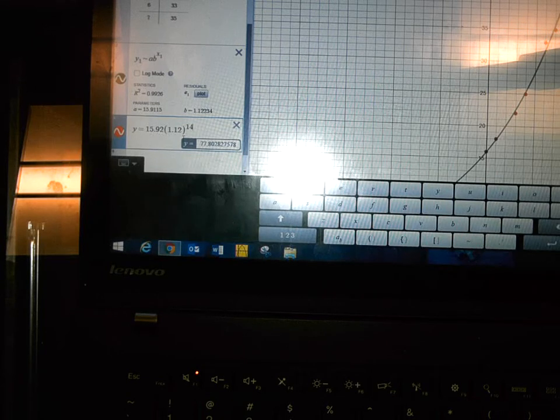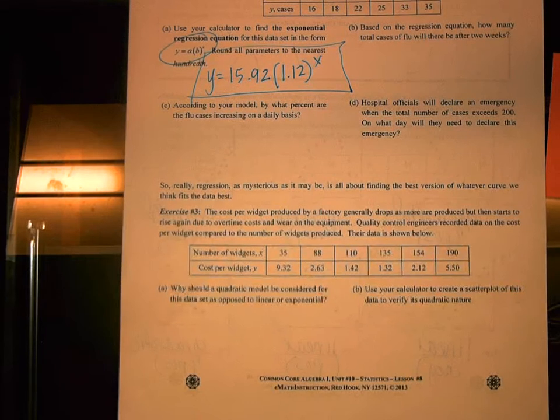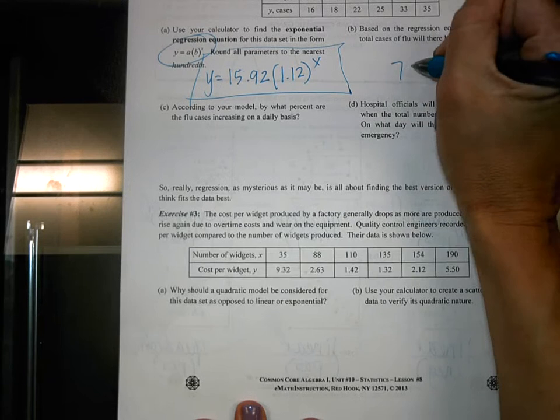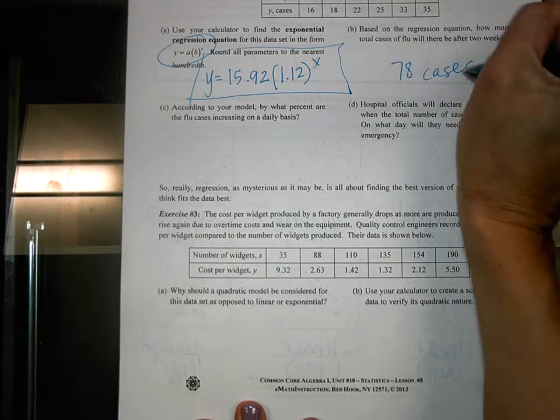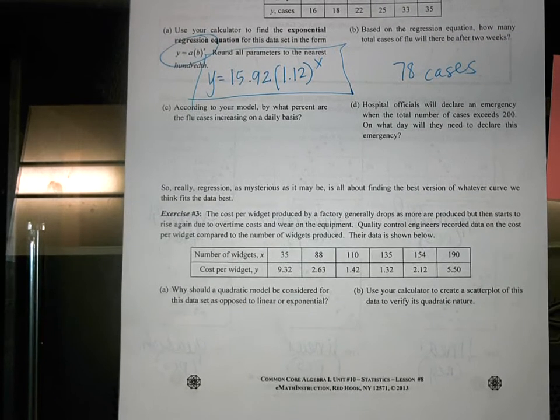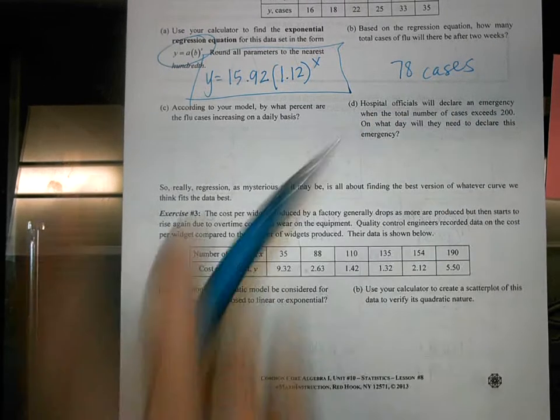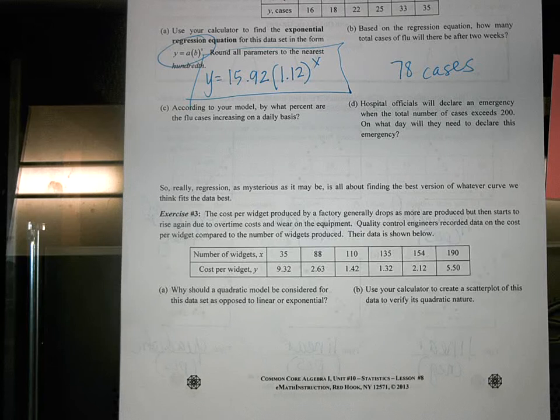78 cases. Okay, now this goes back to what we talked about last week with exponential growth and decay. With this equation, do you guys remember how, if I said it was decreasing in value at 8% per year, what did we multiply by if it was decreasing by 8%? 0.92. Good, 0.92.